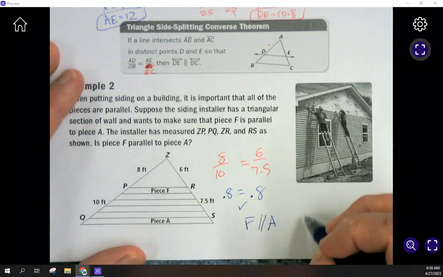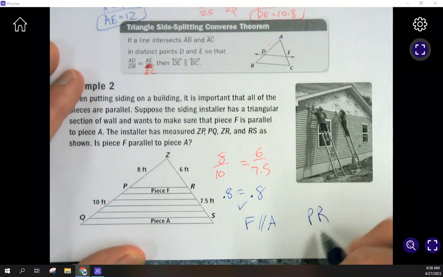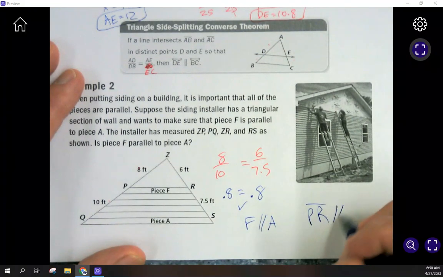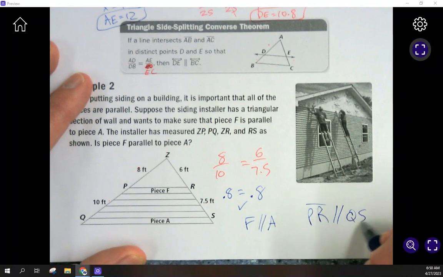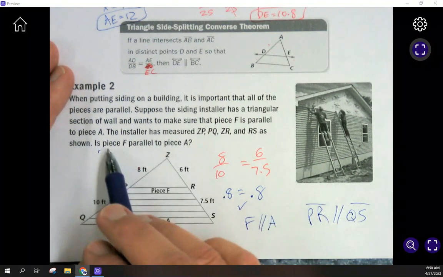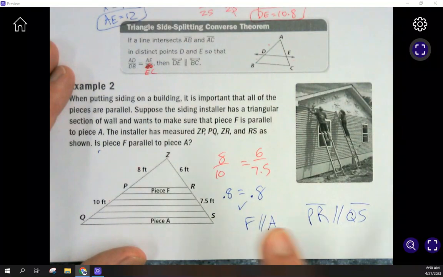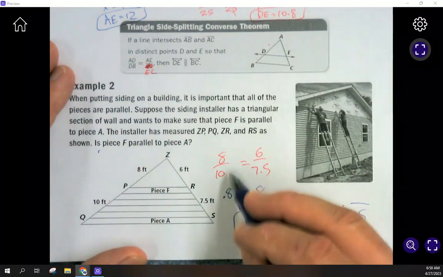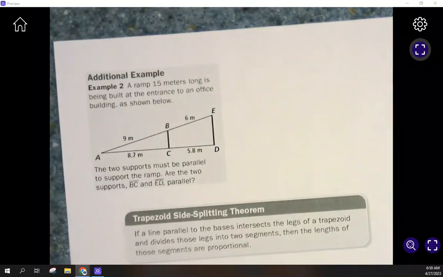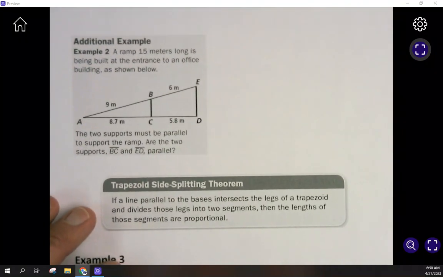And you could say PR, that line, is parallel to QS. But specific to the problem, it says, is piece F parallel to piece A? That's what we're trying to get at here. And that is true. Okay, flip to the back. One more problem like this. So in this example, we have a ramp. It's 15 meters long.